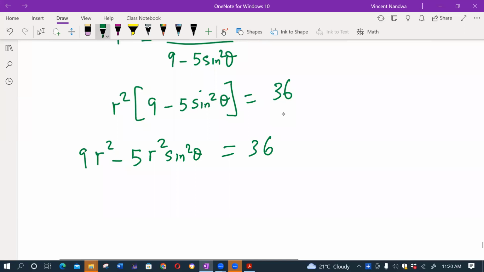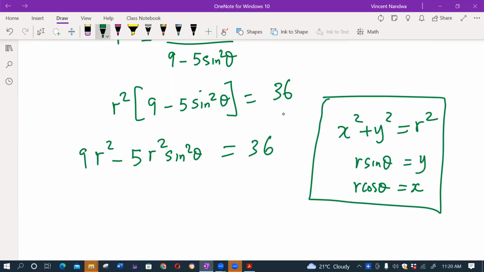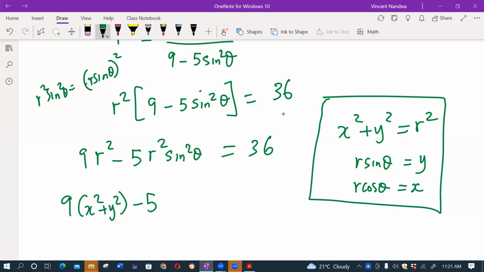But remember, x squared plus y squared is r squared, and r sine theta is the same as y, r cos theta is the same as x. So this is the relationship between the Cartesian coordinates and the polar coordinates. So I'll have 9, where there's r squared, I replace by x squared plus y squared, minus 5. Now r squared sine squared theta is the same as r sine theta, then squared. So r sine theta is just y, so you'll have y squared equals 36.